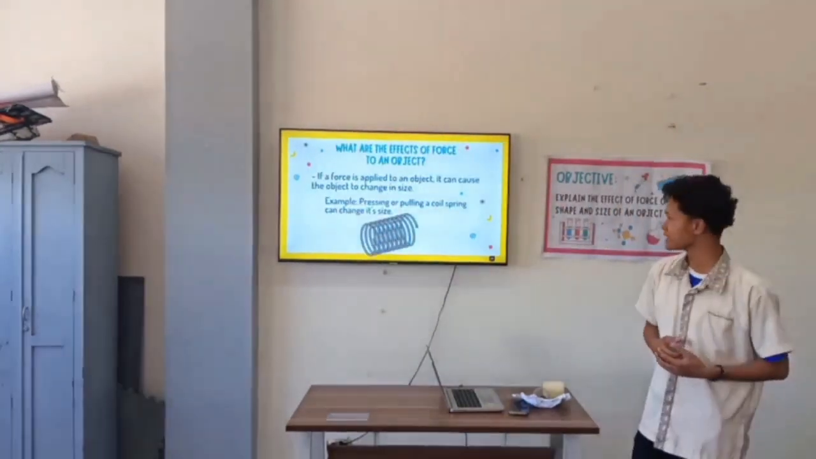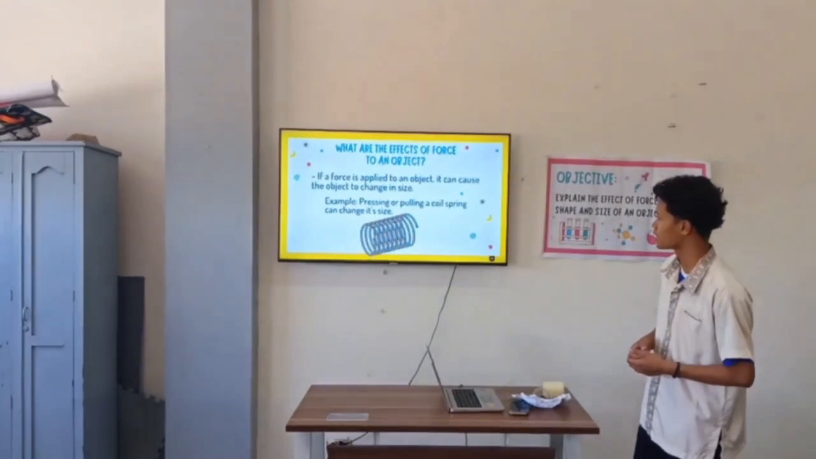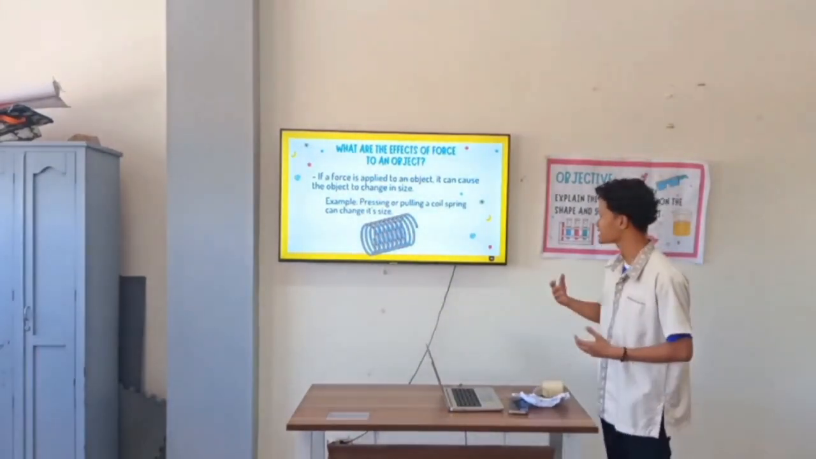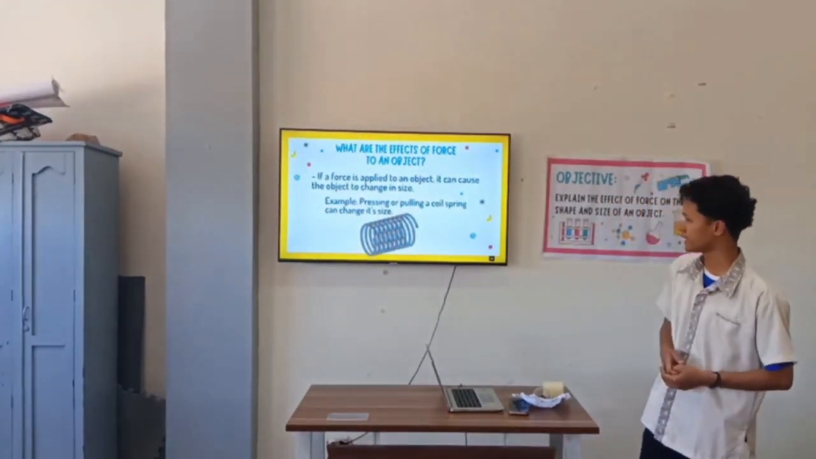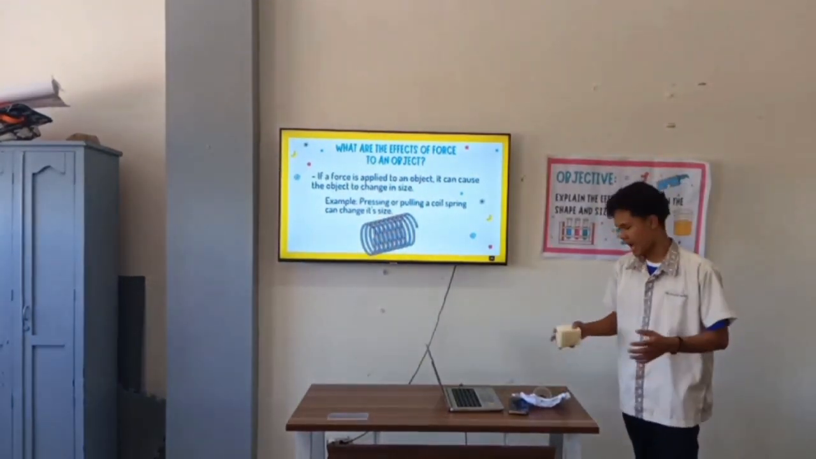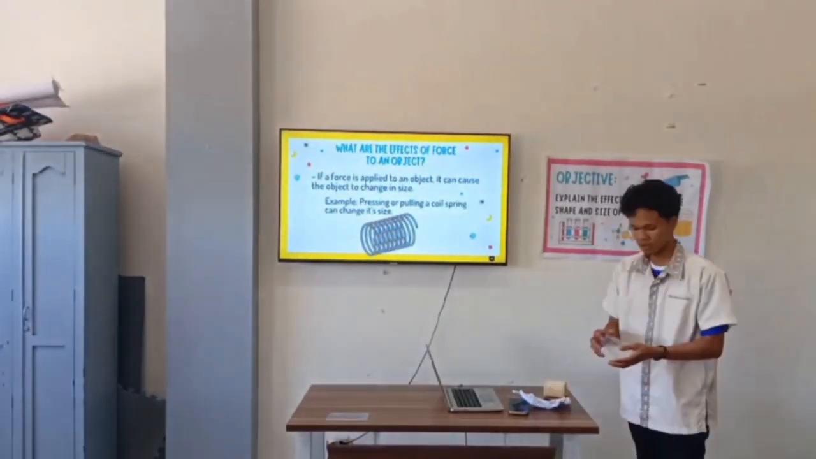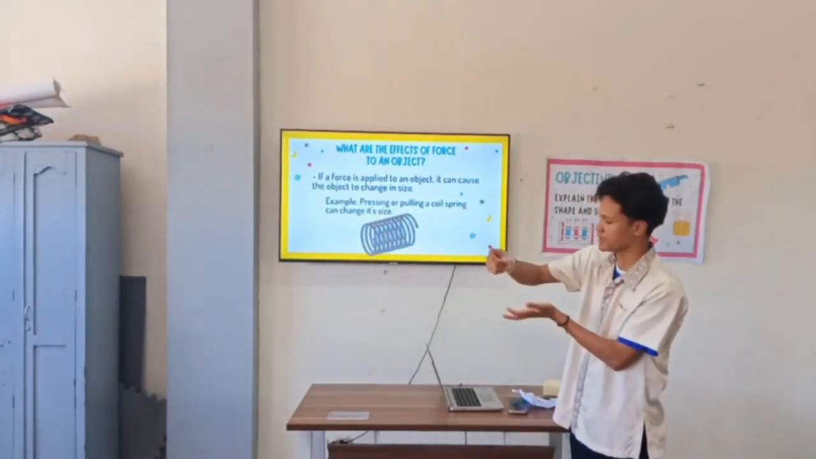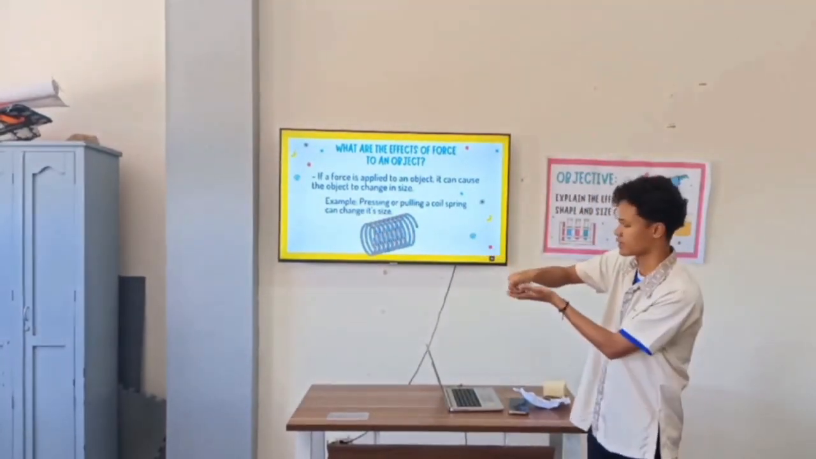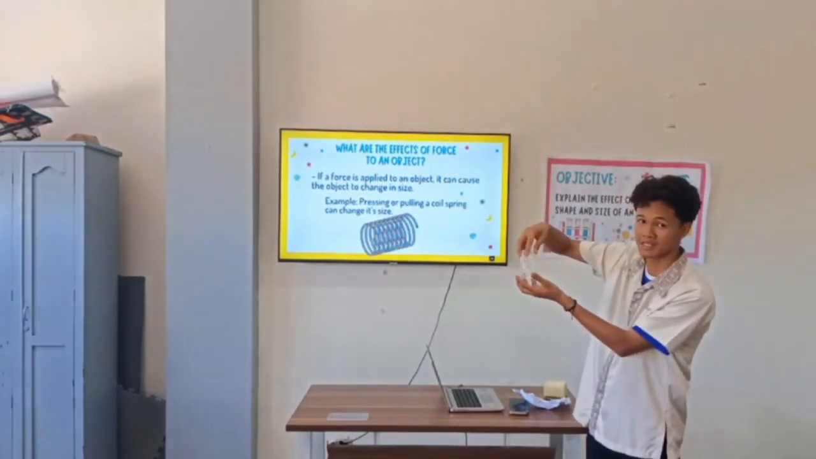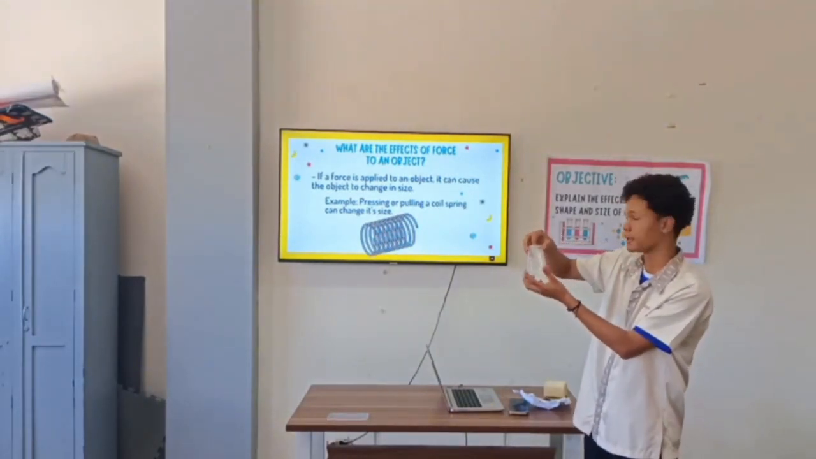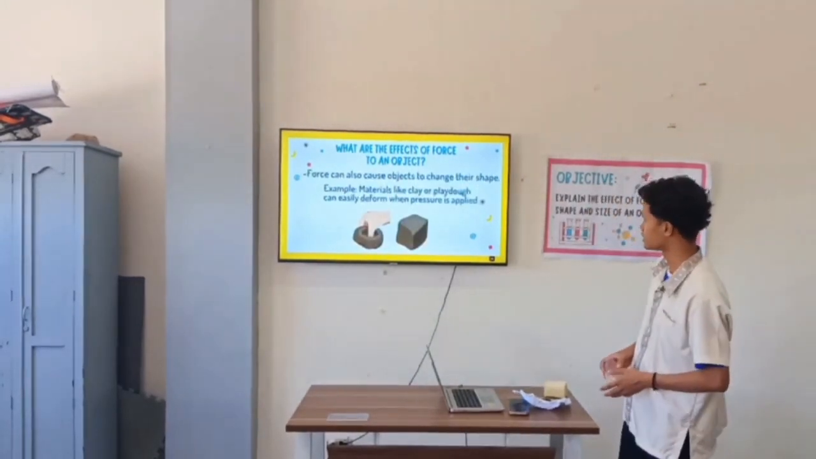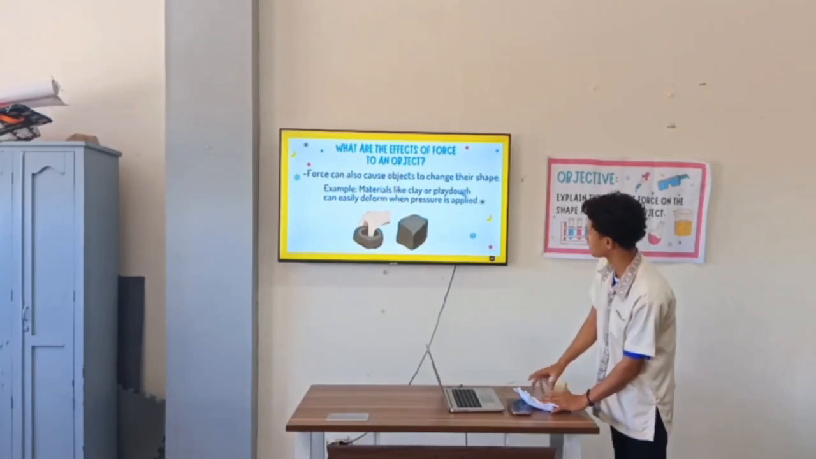So the next question: what are the effects of force on an object? If a force is applied on an object, it can cause the object to change its size. For example, pressing or pulling a coil spring can change its size. Another example is a plastic cup. When we press the plastic cup, it shrinks, and when we pull it, it comes back to its original size.